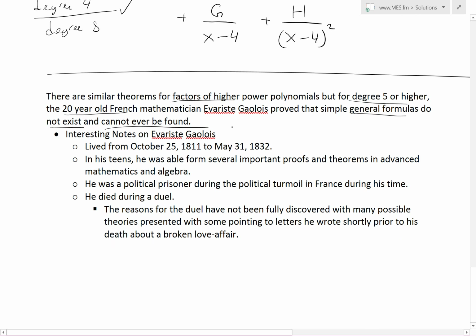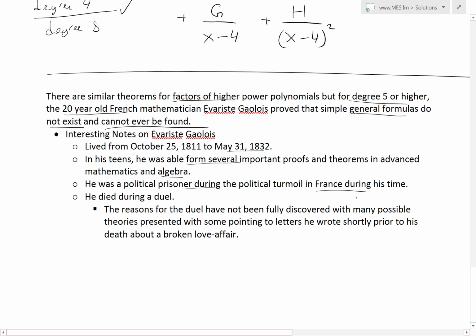And also some interesting notes on this Evariste Galois. He was a really bright kid. He lived from October 25th, 1811 to May 31st, 1832. So he basically died when he was 20 years old. And in his teens, he was able to form several important proofs and theorems in advanced mathematics and algebra. So you can Google his name, check on Wikipedia for him. It's pretty advanced. Also, he was a political prisoner during the political turmoil in France.